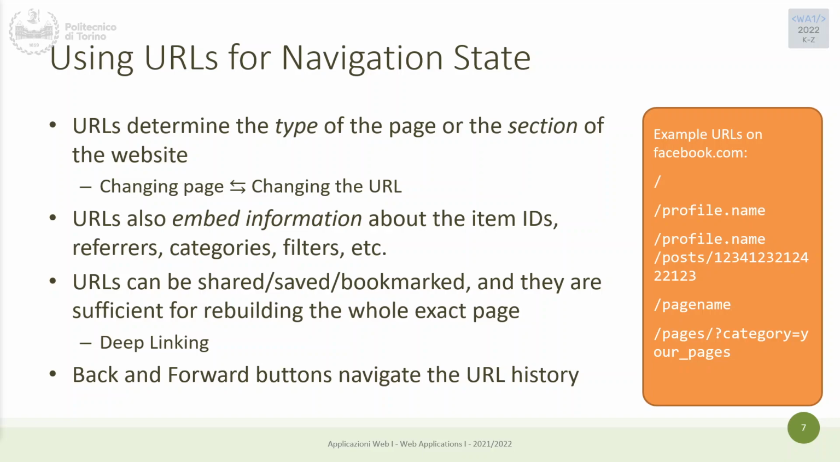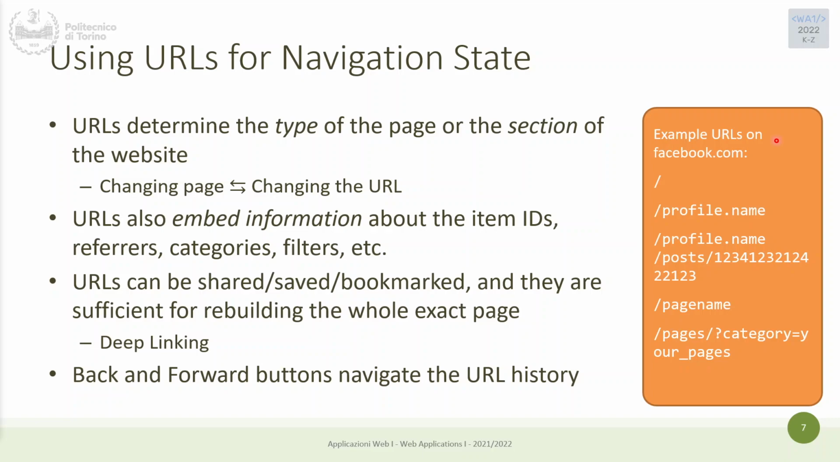And URL also embed information about IDs, about data, categories, filter, and so on and so forth. Here you can find some example always from Facebook. You can see that we are used to have facebook.com/profile name, facebook.com/profile name/post/a post ID. If we change this ID, we move to a different post, and so on.